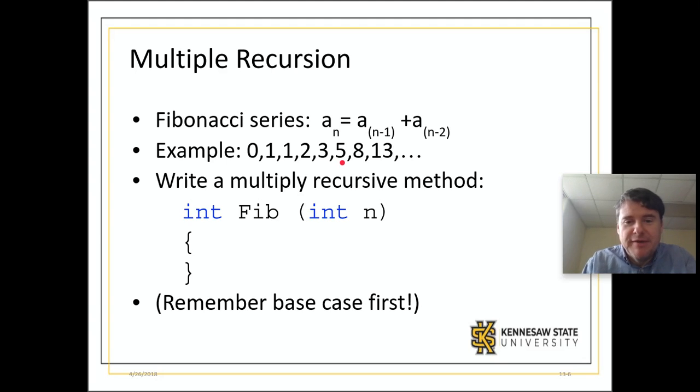This one is 5 because of 3 and 2, and this one's going to be 8 because of 3 and 5, and this one's going to be 13 because of 5 and 8, and the next one's going to be 21 because of 13 and 8. So every number in the sequence is the sum of the previous 2 numbers.